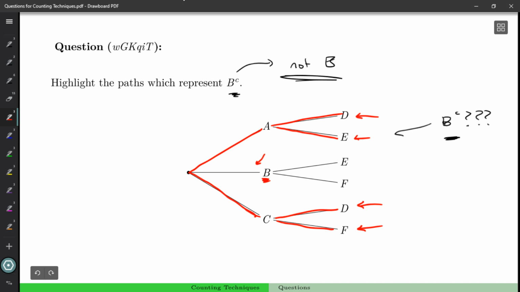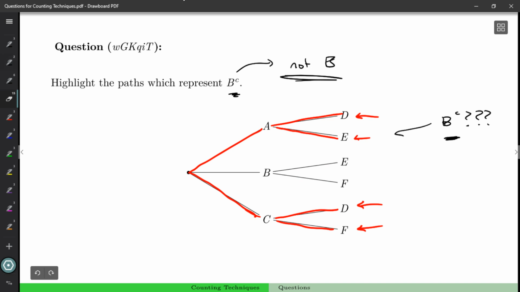Okay? And the only thing that's left over are these blue paths that go through B. So they represent B. B intersect E and B intersect F. Okay? But we don't want those. So there we go. We've highlighted the paths that represent B complement.